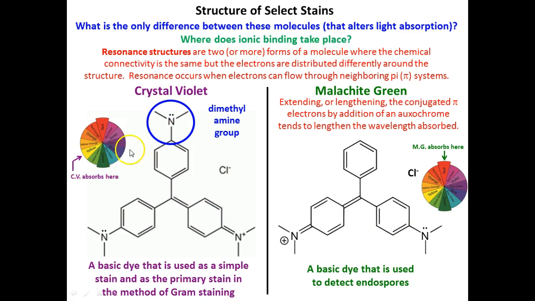So for crystal violet, it absorbs in the yellow spectrum, and so therefore we see it on the opposite side. We see the purple, that it's not absorbing. It's getting bounced back to us.